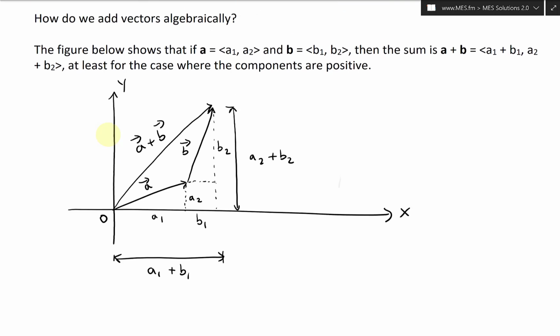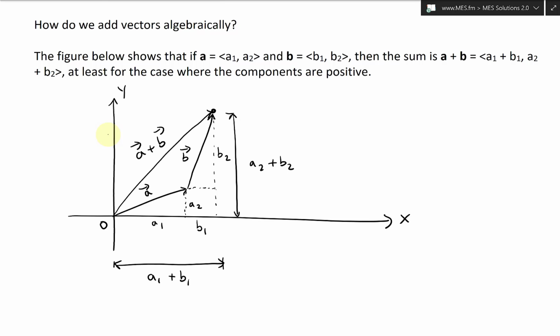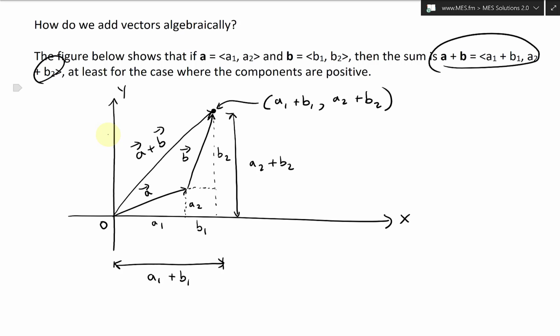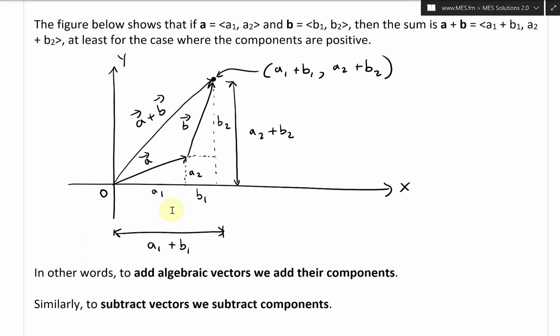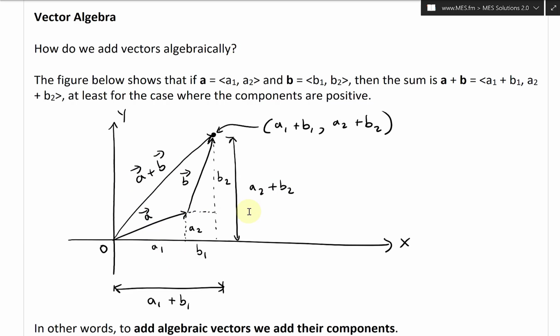So in other words, this point right here is going to have coordinates A1 plus B1, and then A2 plus B2, exactly as shown over here. So you just sum that up algebraically. In other words, to add algebraic vectors, we add their components. We just add them up like that.